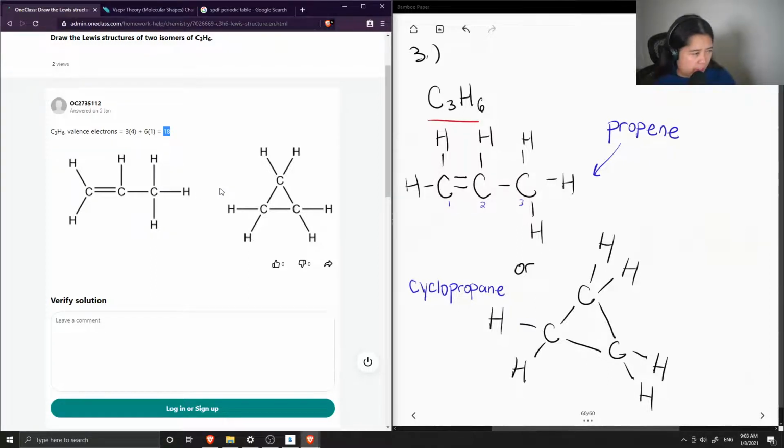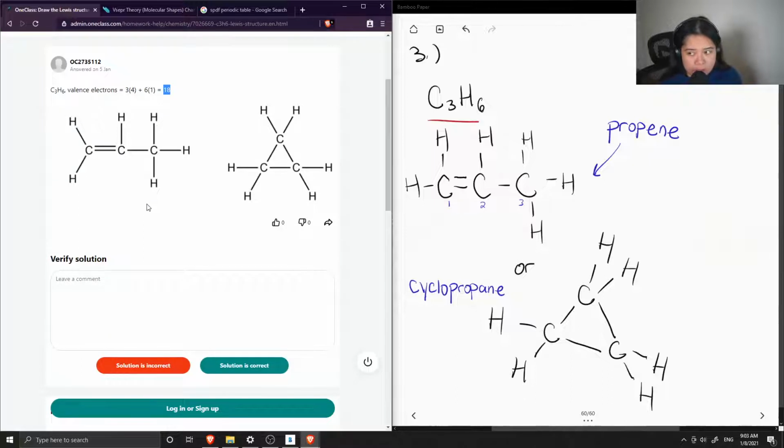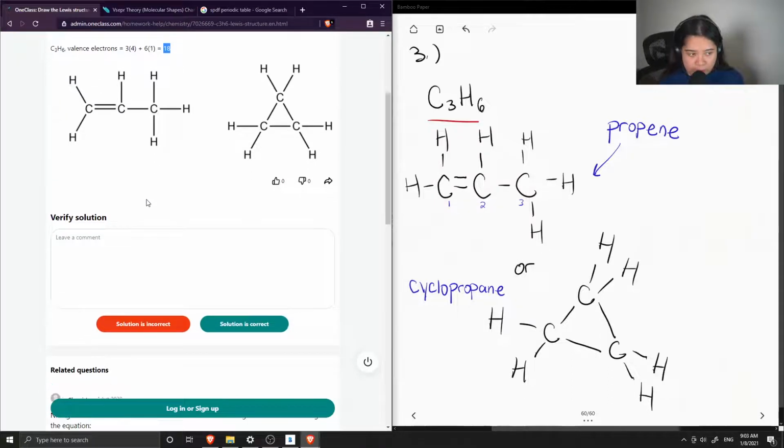So if we were to double check and count out how many electrons are participating in the bonds, so each bond has 2 electrons, then we can count out 9 bonds, so 18 in total. So none of the carbons or hydrogens would have a lone pair. So this solution is correct.